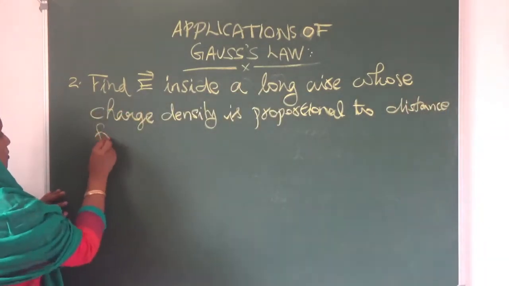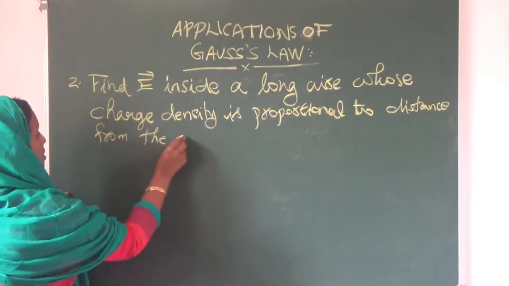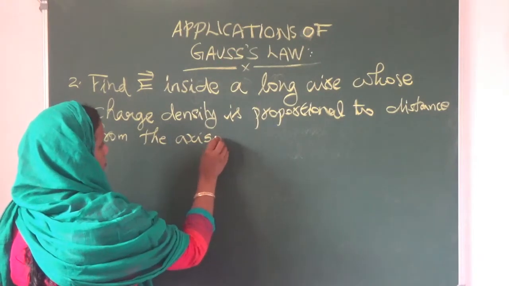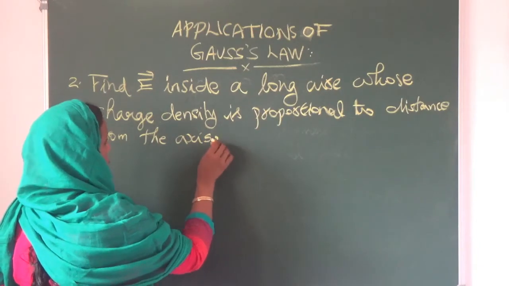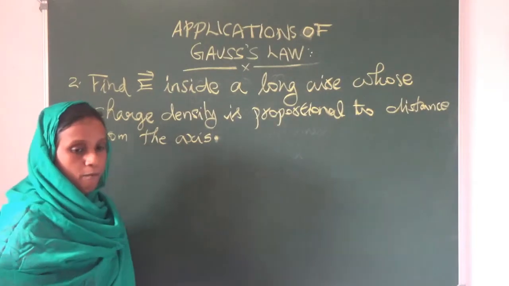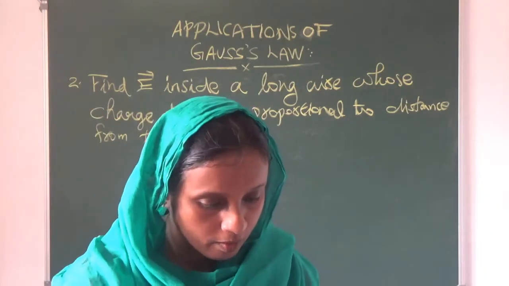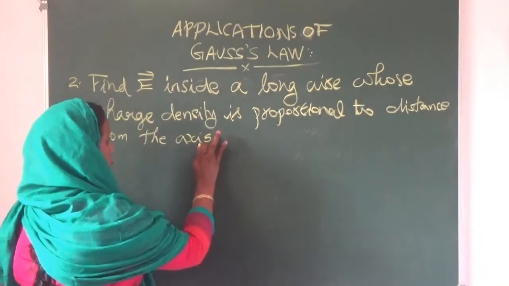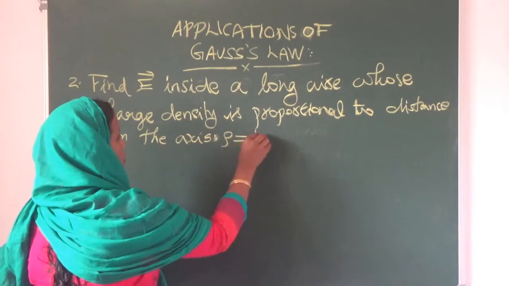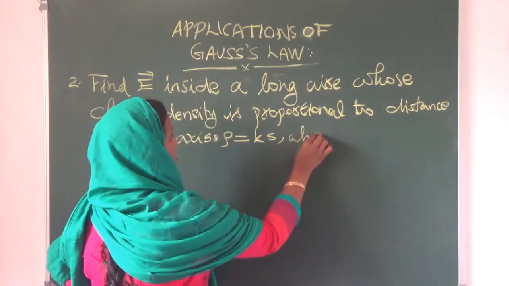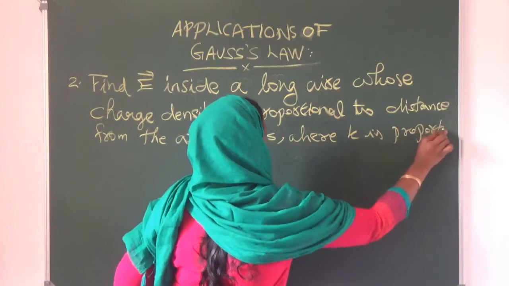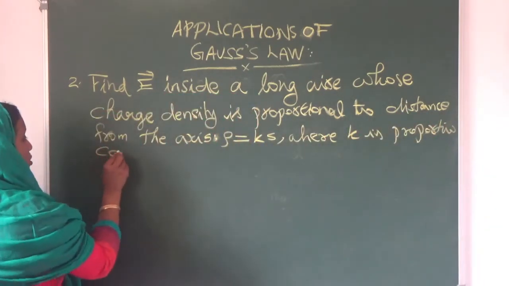Distance from the axis. Okay. That means this rho can be equal to Ks, where K is the proportionality constant. Okay, proportionality constant.